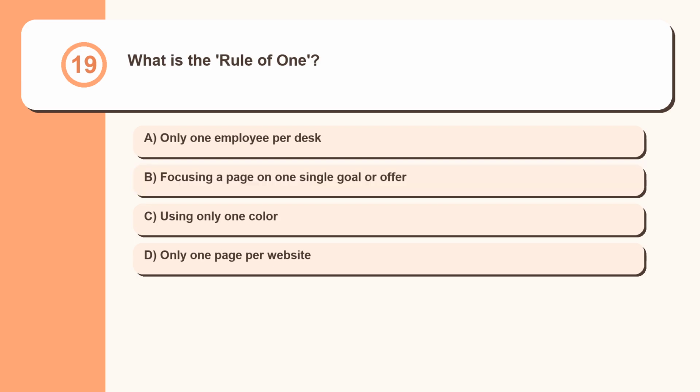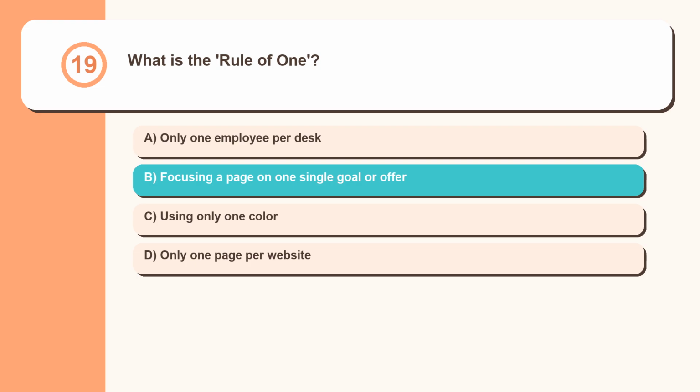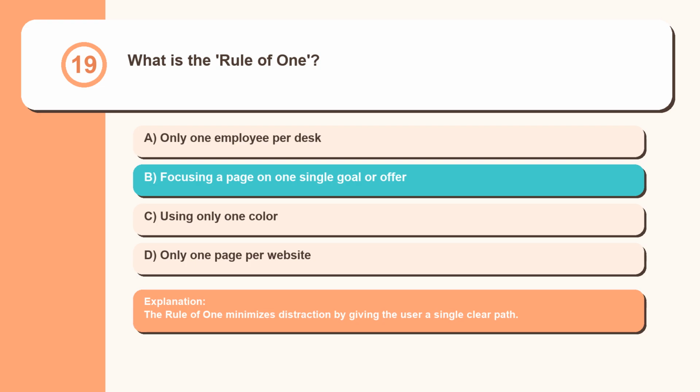Question 19. What is the rule of one? Only one employee per desk, focusing a page on one single goal or offer, using only one color, only one page per website. The rule of one minimizes distraction by giving the user a single clear path.